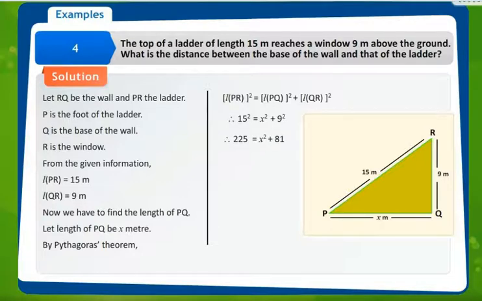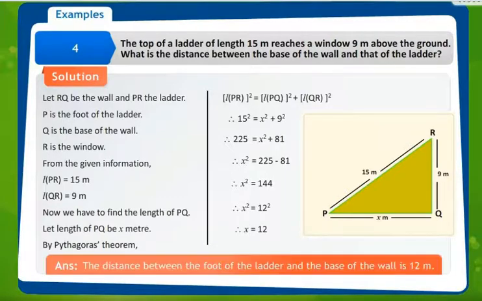X square is equal to 225 minus 81. So x square is equal to 225 minus 81 gives 144. So this is the square of 12. So x is equal to 12. So the distance between the foot of the ladder and the base of the wall is 12 meter.